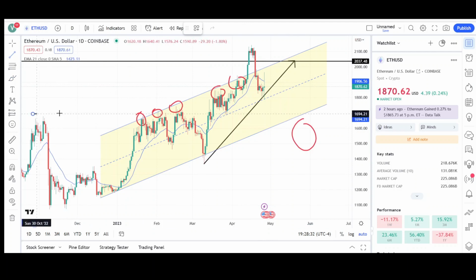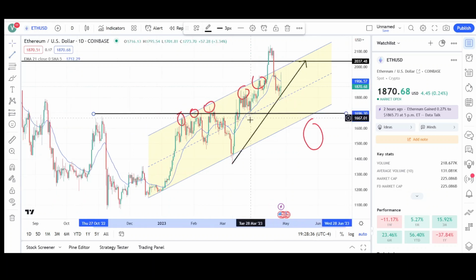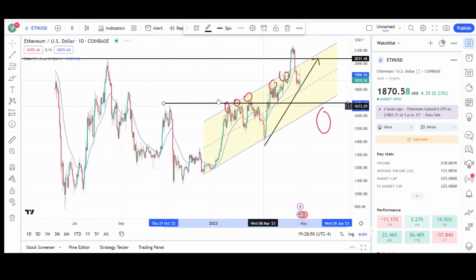I'm expecting price to continue pulling back to probably the 1694 level, because this level was tested numerous times as resistance, and then it was only tested once as support. So this level right here looks like it likes to be tested multiple times. So there's a good chance that this pullback will probably lead to the high 1600s.